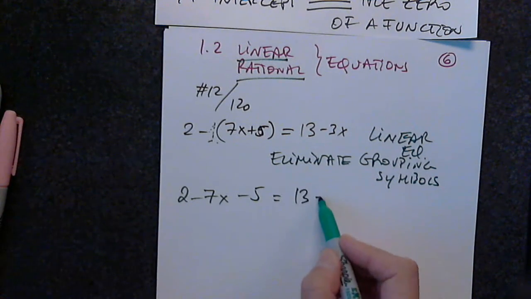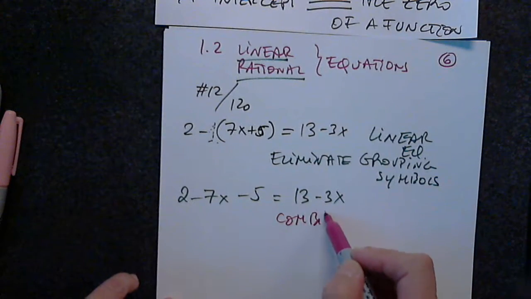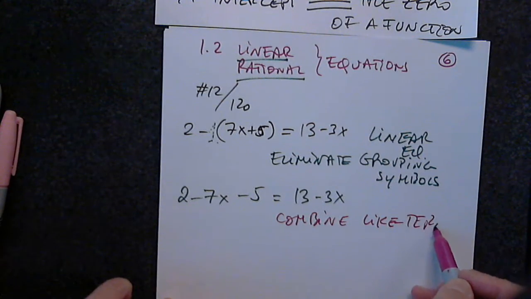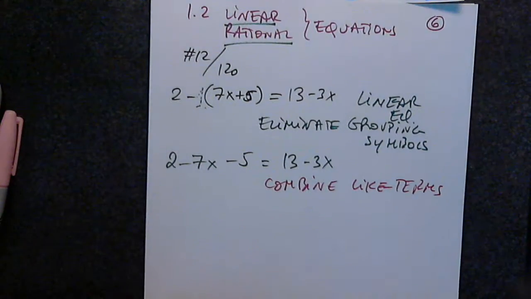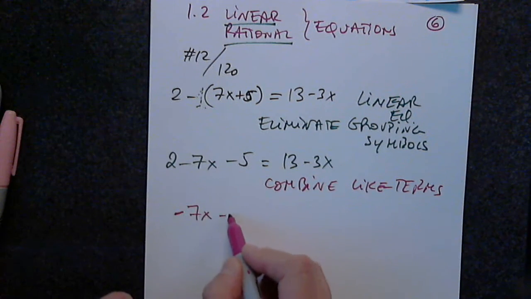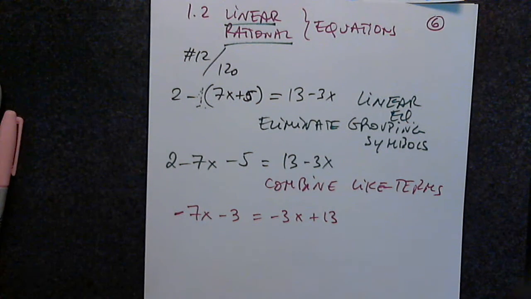Very good. Good. Next step is we have to combine like terms on both sides. Do not move terms around just yet. Combine like terms. And put everything in descending order, of course. -7x minus 3 equals -3x plus 13. You don't really have to rearrange the one on the right-hand side. It's still the same thing.